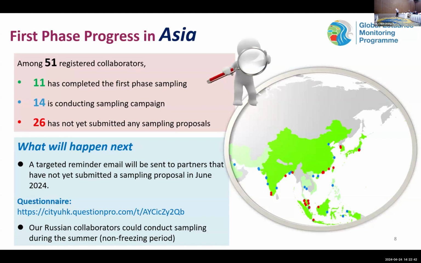So if we have more collaborators from Russia to collect samples from maybe the north side, it will be very good. For this area, the best time to collect samples will be this summer because it's a non-freezing period. After this summer, we come into autumn or winter, and it will be very difficult to collect samples because the water will be frozen.